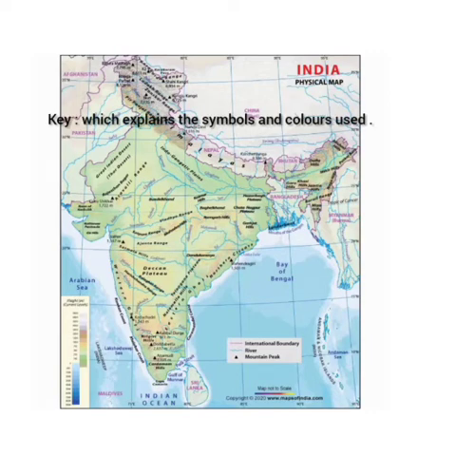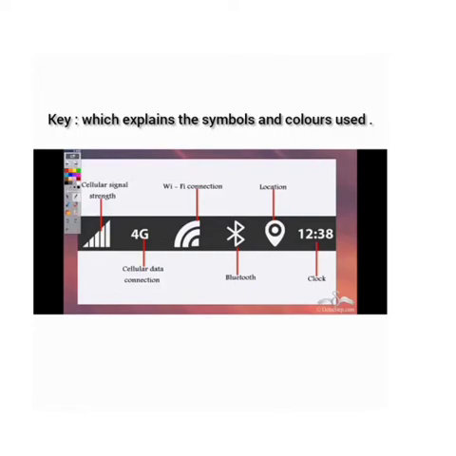The other feature is the key. With the help of symbols and colors, we can read a map properly. In the key, we have a lot of symbols for different purposes and different objects. We have symbols all around us. Even on our mobile, we have different symbols like Bluetooth, clock, location, silent mode, Wi-Fi connections. These symbols stand for different purposes.